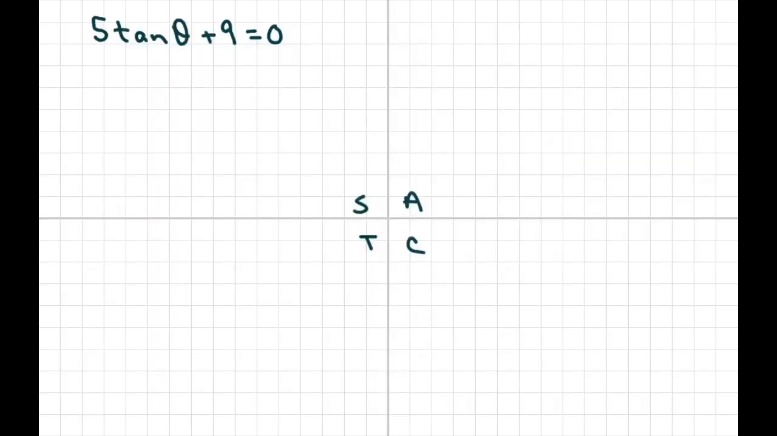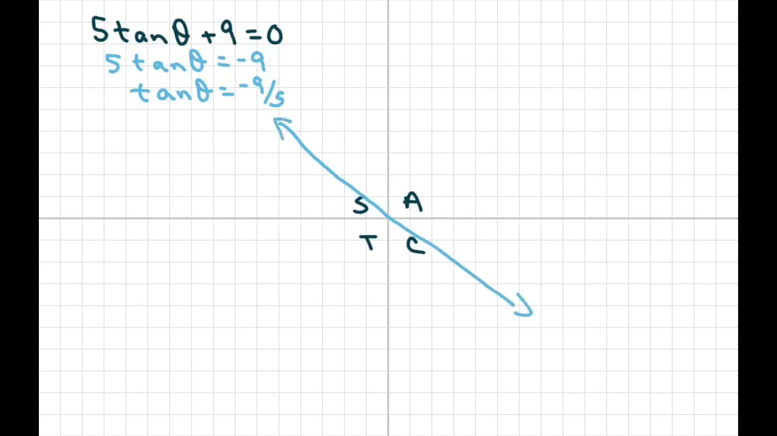So the first one we have is 5 tan of theta plus 9 equals 0. First of all, I'm going to solve for tan. Subtract the 9, so you get 5 tan of theta equals negative 9. Divide both sides by 5, so you get negative 9 over 5. Now, I know tan is negative in quadrant 2. I'm going to get the reference angle for the positive here and then go that way because it's a lot easier. You don't get confused so much.